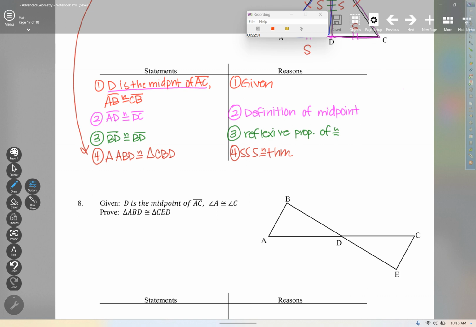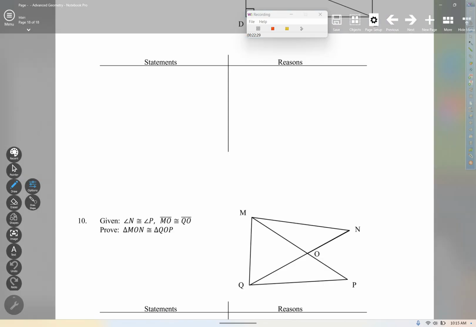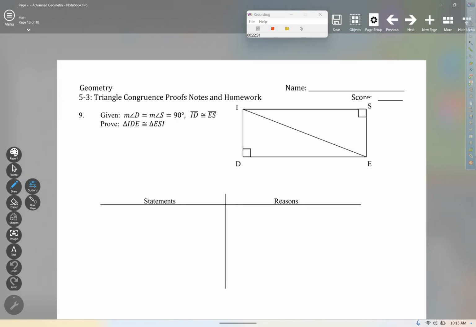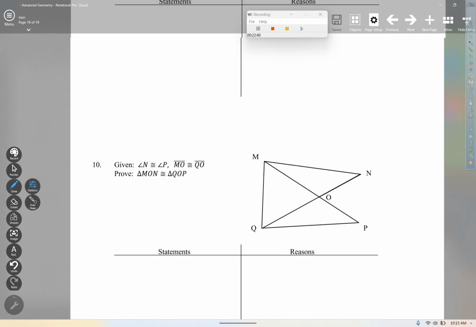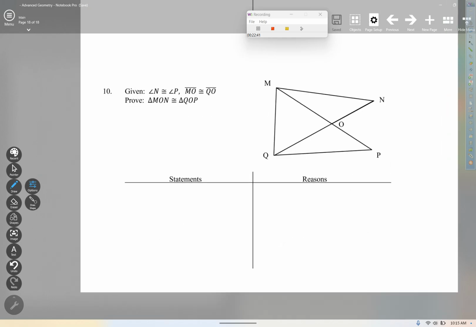Let's go ahead and slide over to the back page. This one is also a homework question. Number 9 is going to be a homework. So now you have 4 questions for your homework. But I am going to help you with number 10. Let's go ahead and write down the given. So the given is angle N is congruent to angle P, and segment MO is congruent to segment QO.